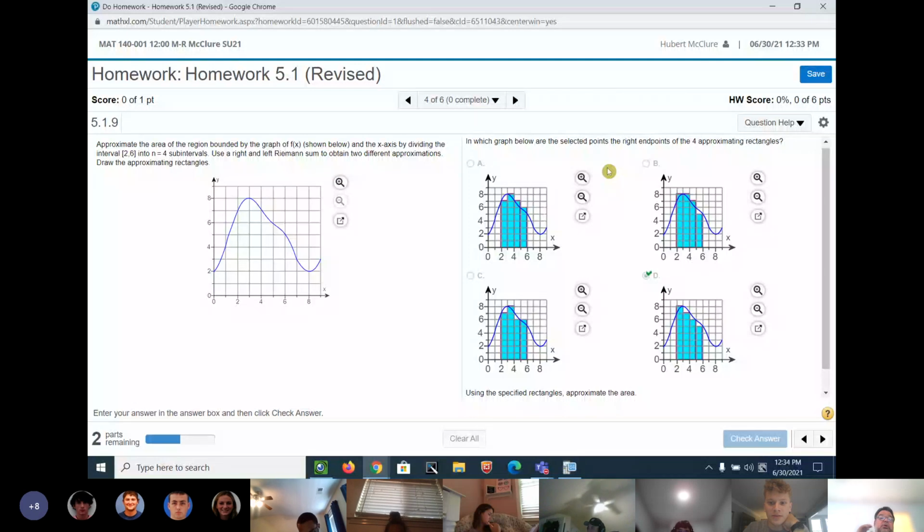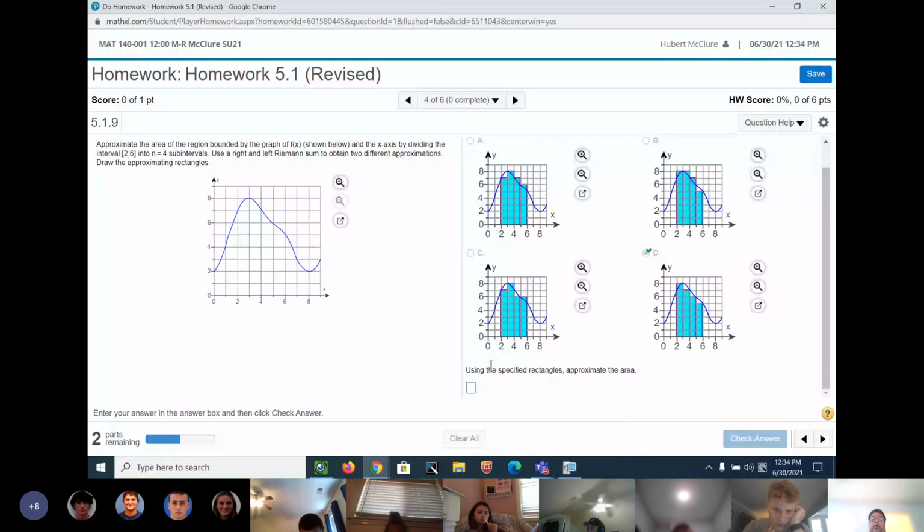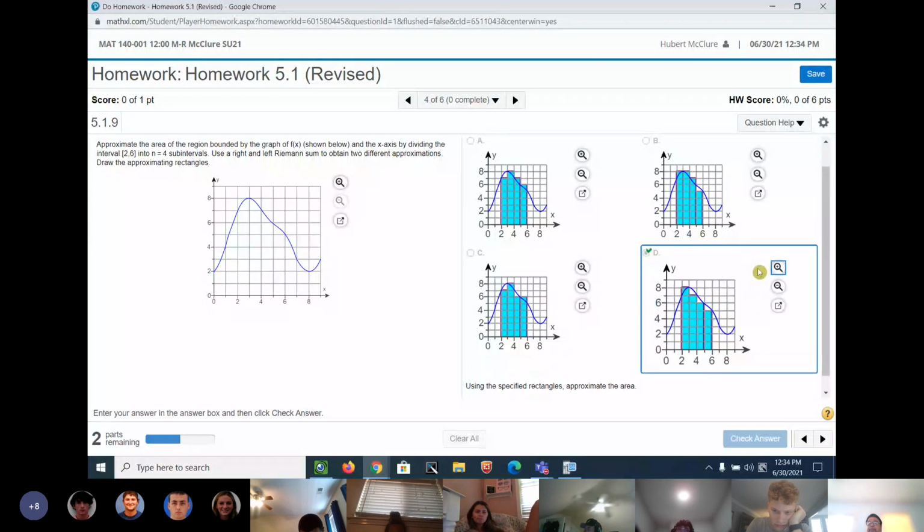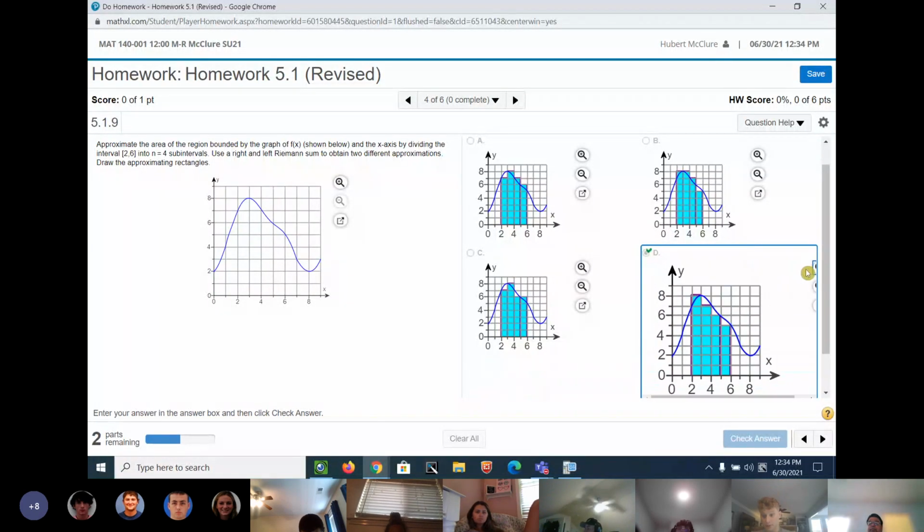Okay, well, it says use a right and left Riemann sum. So I don't know. Okay, we'll do this one. Okay, left, this is left. Your height is 8. So I'm going to blow this up a little bit and draw it right here on the paper for you.